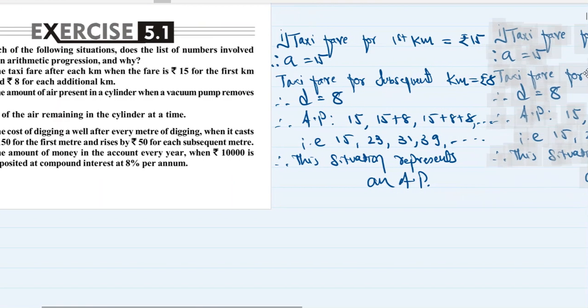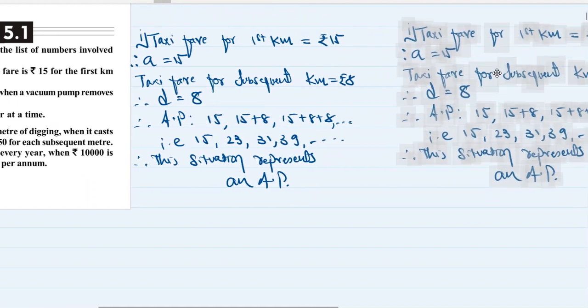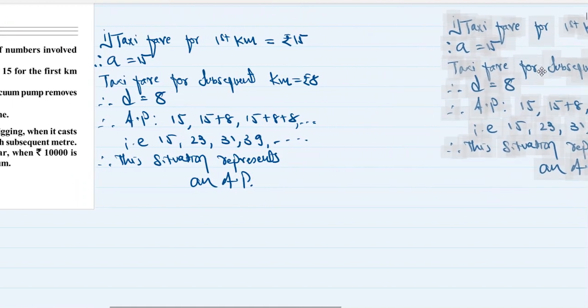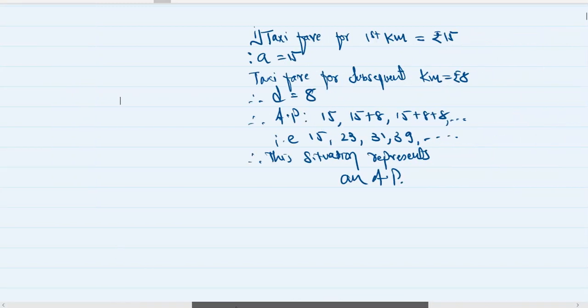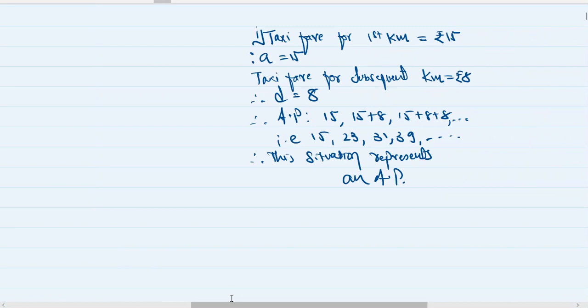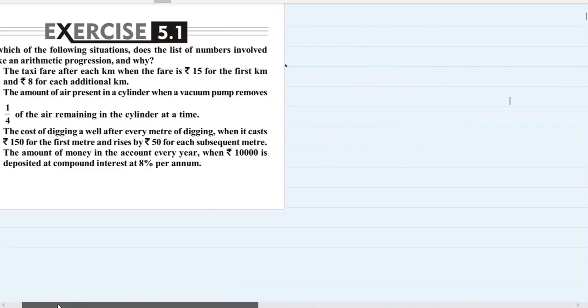I want all of you to take a note of this. Pause the video and note this particular solution. This is how you need to write it. After this, I'm not going to write all the statements, but I'm going to make you understand whether the given situation represents an AP or not. I hope you have written this. Let's go ahead.